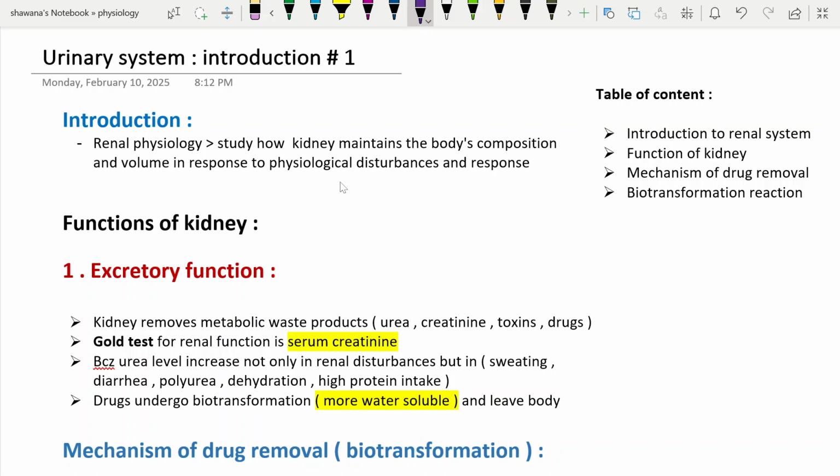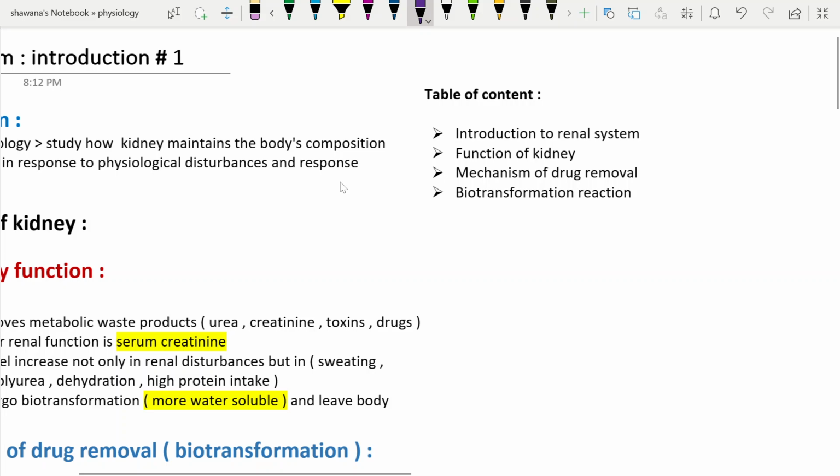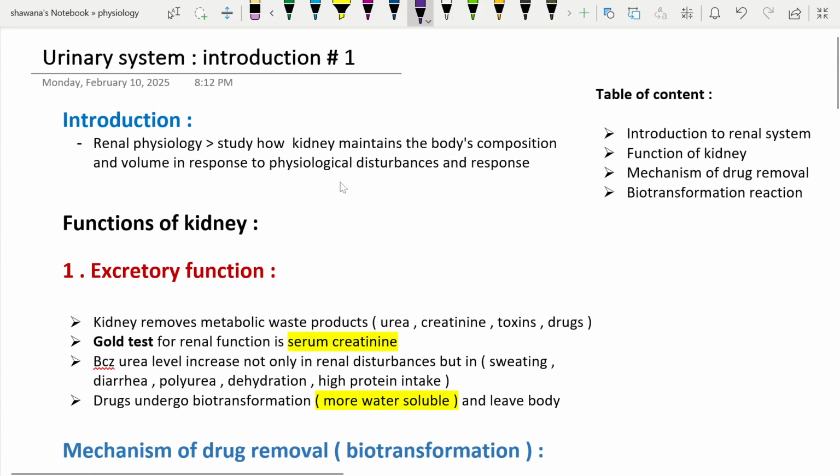Okay. First of all, start with the introduction. Introduction will consist of two parts, and after that, there will be four parts of GFR, the glomerular filtration rate. Okay, so let's get started. First is the table of contents: the introduction, then function, mechanism of drug removal, and biotransformation reactions.